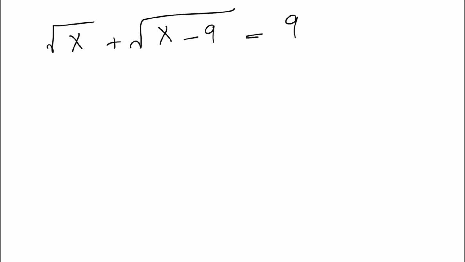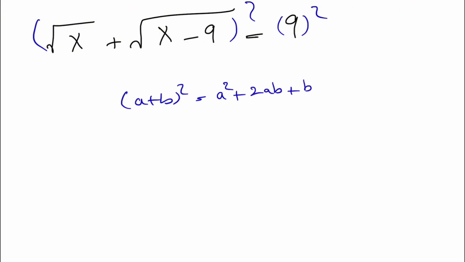First thing that comes to mind in this kind of question is to get rid of the square root as fast as possible. That way we don't need to deal with this weird form of the x. So let's do the square on each side, and if we do that, we'll have (a plus b) squared, which will be a squared plus 2ab plus b squared.